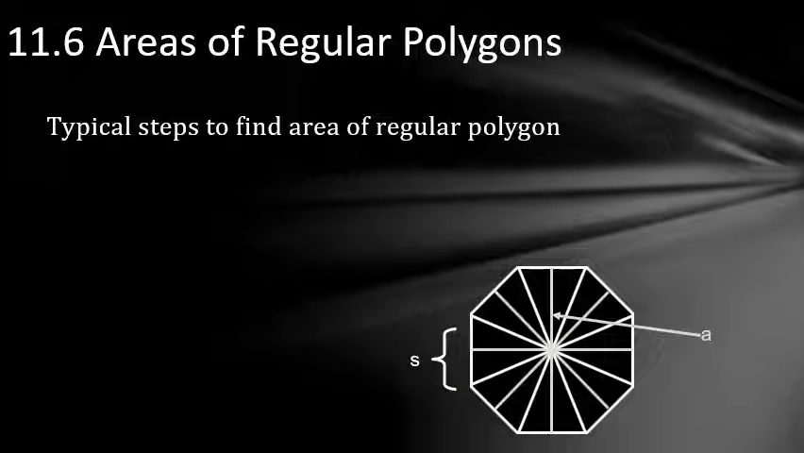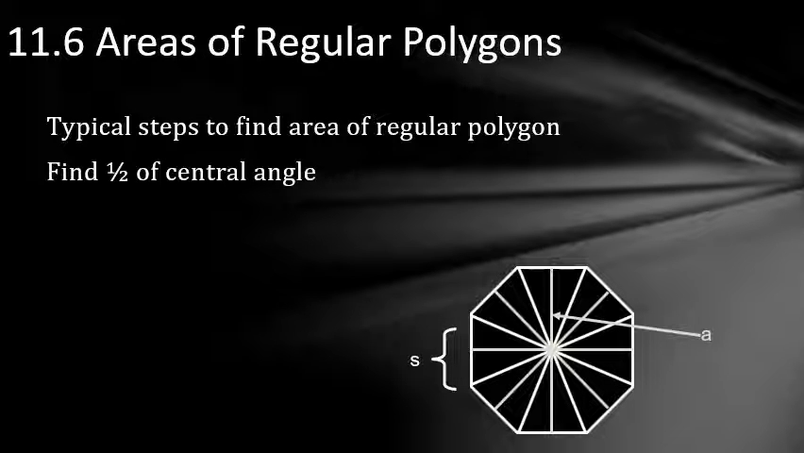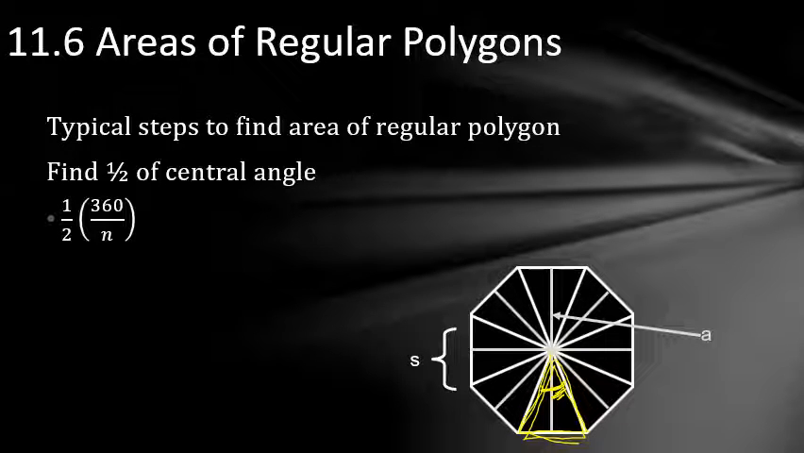Some typical steps to find the area of a regular polygon. Usually we need to find 1/2 of the central angle. So if we want to find, say, that triangle, we're going to need to know probably this angle there. That central angle would go all the way across. We want half of it. So that would be 1/2 of 360 all the way around divided by the number of sides. Or if you like, 360 divided by 2n.